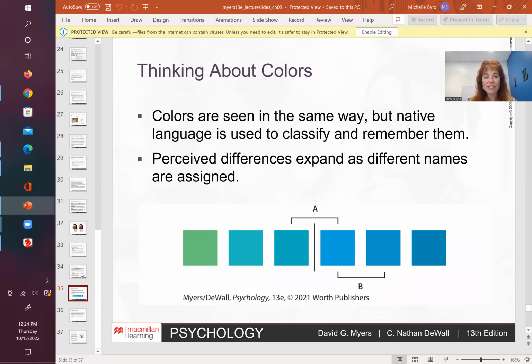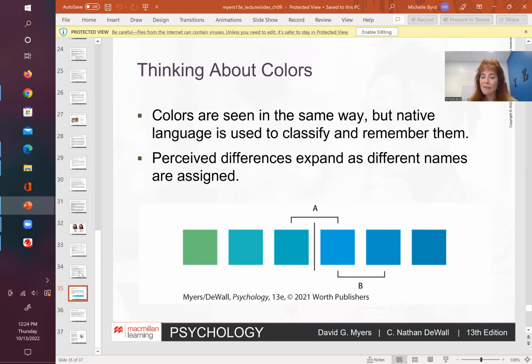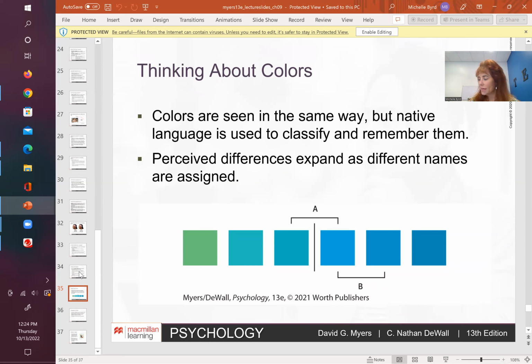Okay, so that's interesting. Thinking about colors: colors are seen in the same way, but native language is used to classify them and remember them. Perceived differences expand as different names are assigned. That's pretty interesting, looking at this and looking at A and B, and how there are perceived differences in those colors.